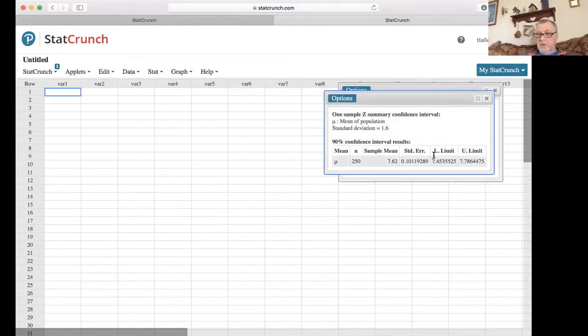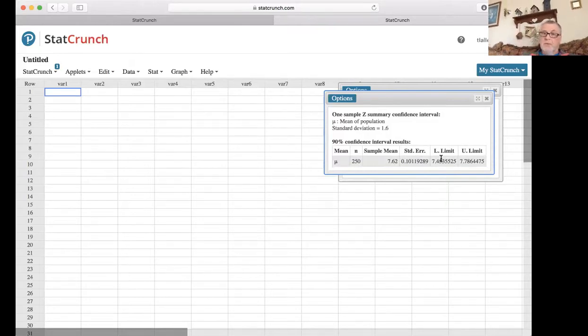So for our confidence interval, where it says L limit, that's the lower value. U limit is the upper value. It gives us an error, but that's a standard error, not the error of the confidence interval. The standard error is the standard deviation divided by the square root of the sample size. To find the confidence interval error, you have to do the same thing you did with your calculator: take the upper minus lower value and divide by 2.